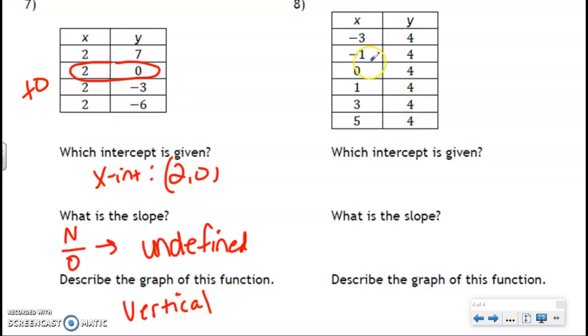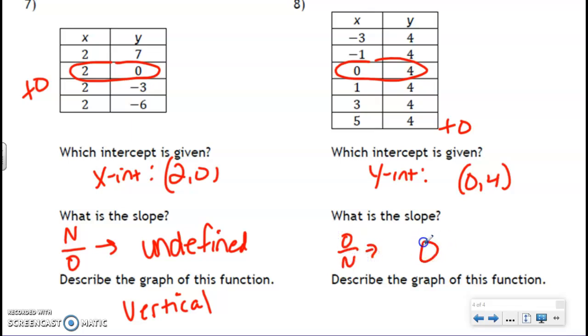Okay, now the second one here, notice my y's don't change at all, so I have my y-intercept there at 0, 4. There is not an x-intercept at all, and this time I have plus 0, and then this could be plus 1 or anything here. So now I have my 0 over my number, which if I type that into my calculator, I'm going to get 0. That's actually a horizontal line. So if all the y's are the same, the slope is 0, it's horizontal. If all the x's are the same, it's undefined slope, it is vertical.